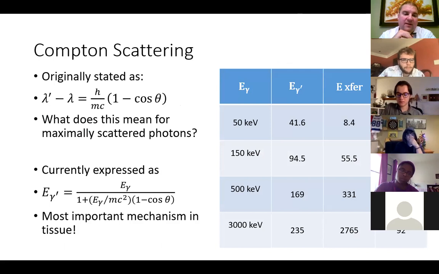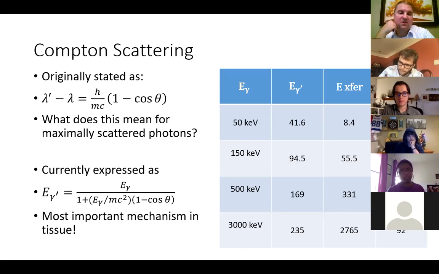So if your angle there is zero, that represents no scattering, then there's no difference in the wavelengths, okay? If your angle is 1 degree, then your cosine is as close to one as it can be without being one. That's extremely small, because that gamma ray is basically not scattered at all, or just scattered a small amount, its wavelength shift would be very small, okay? Now, rather than working with wavelengths, what we typically do is we look at energies, okay?